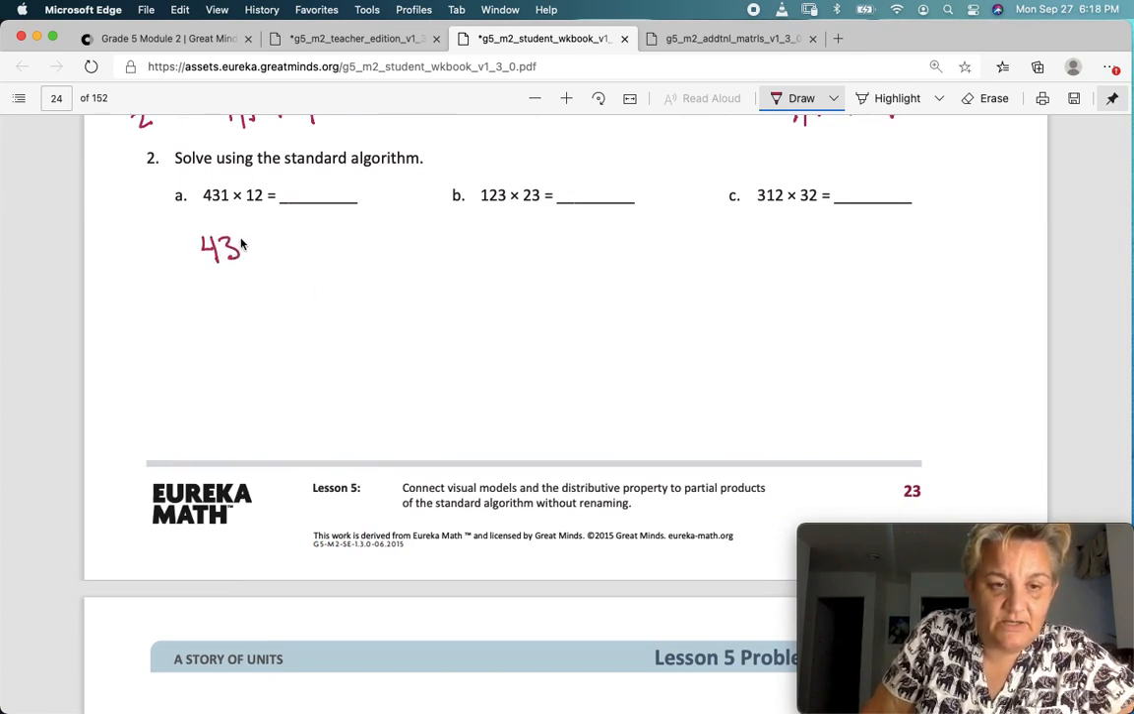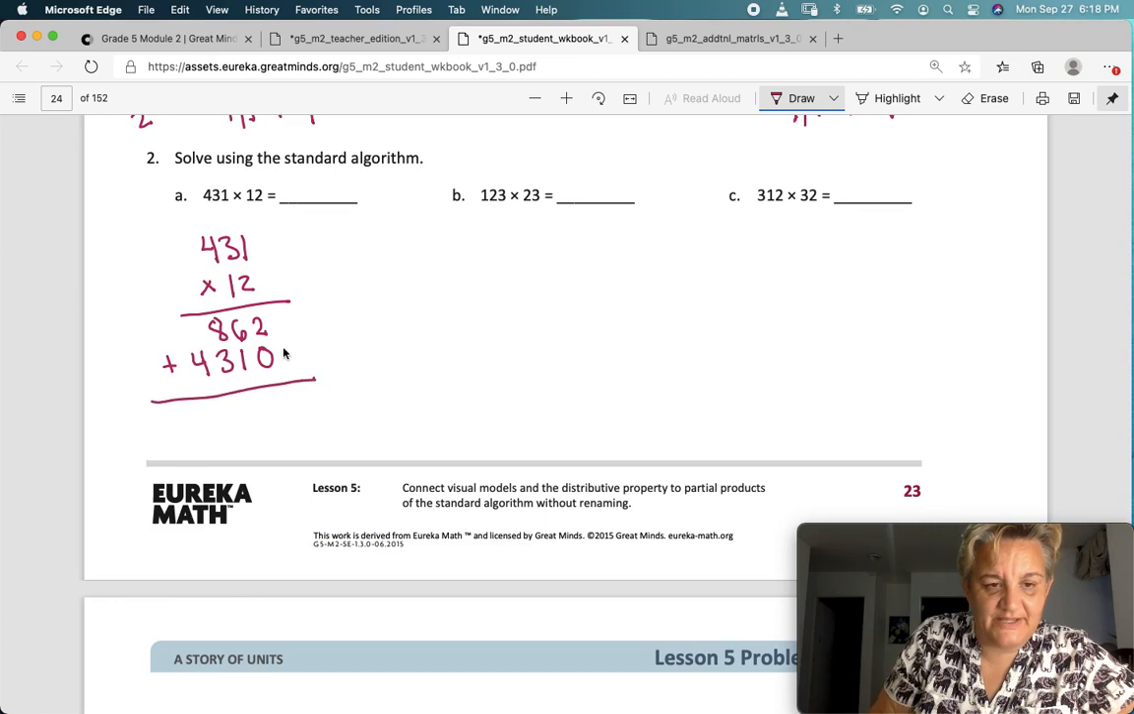431, I like to always multiply with the bigger number on top, right? And then I'm going to multiply the ones first. So 2 times 1 is 2. 2 times 3 is 6. 2 times 4 is 8. Then the tens. 1 times 1 is 1. 1 times 3 is 3. 1 times 4 is 4. Then add them together. 2, 7, 11, and 5. Okay, so my answer is 5,172.